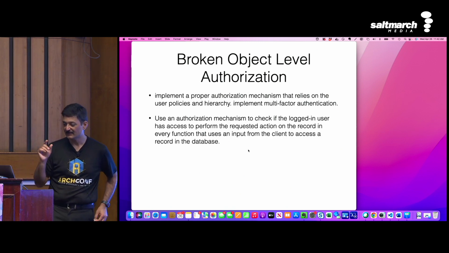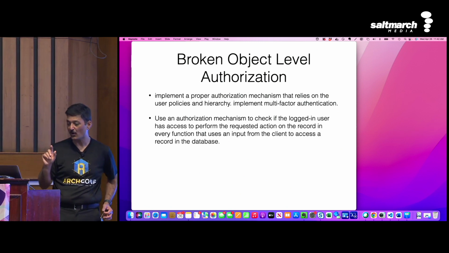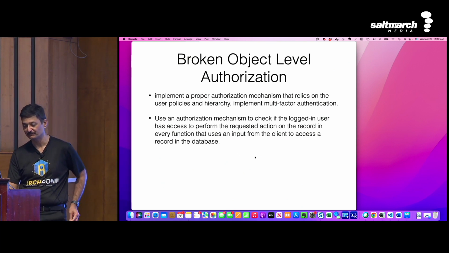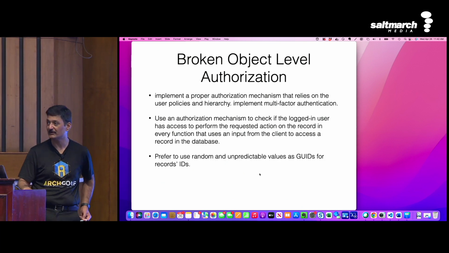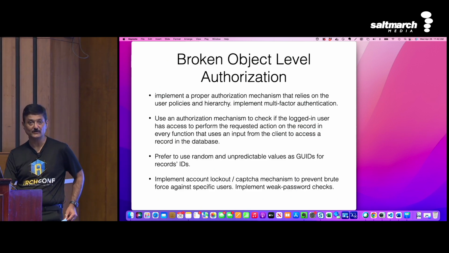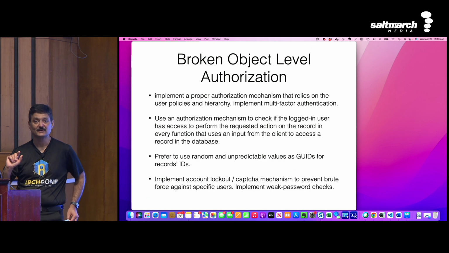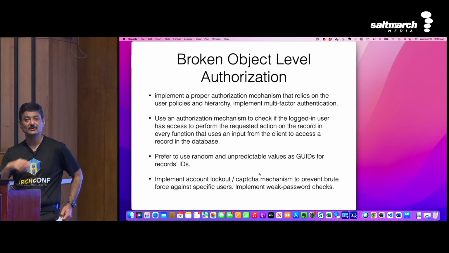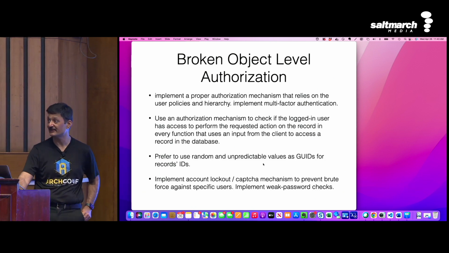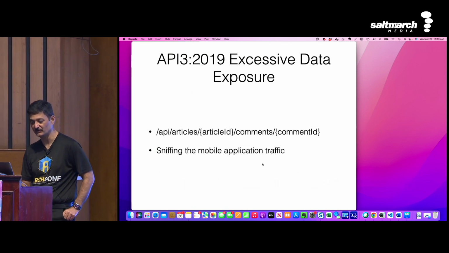Another is a mechanism to check if the logged in user has access to the action they're trying to perform. You can use OAuth for that. And GUID, we talked about how to do the GUID generation, and the CAPTCHA. CAPTCHA is another way of handling weak passwords. You do the CAPTCHA along with that, to show that this is not a machine generated password going in.